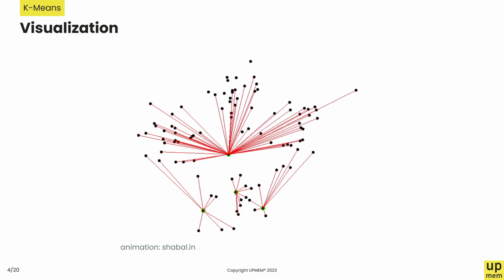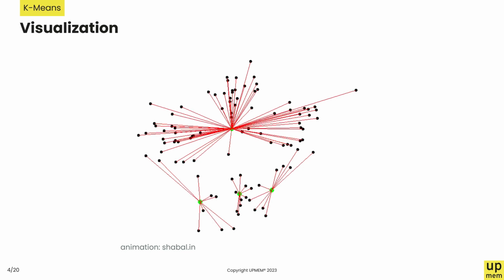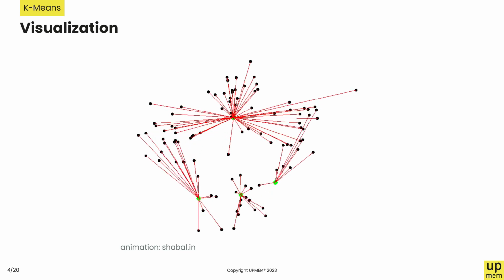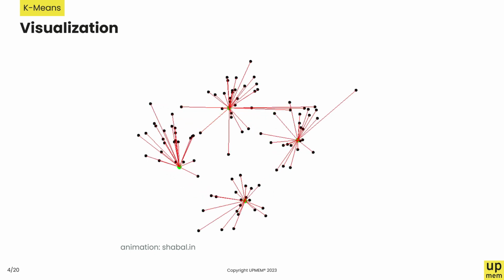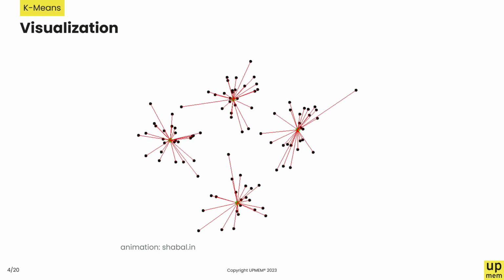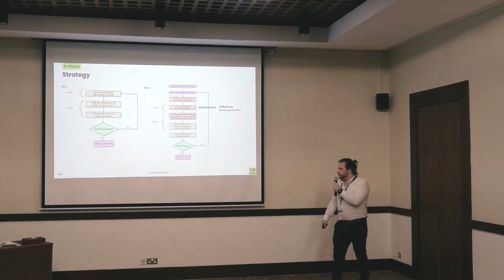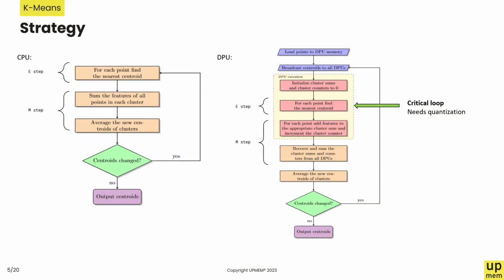Then you move each centroid to the middle of its cluster, and repeat the operation, and eventually you're going to converge to distinct clusters that belong together in some sense. That's what you're doing on the CPU. You find the closest centroid for each point, then you sum the coordinates of the data in each cluster, then you get an average, and you loop back until convergence.